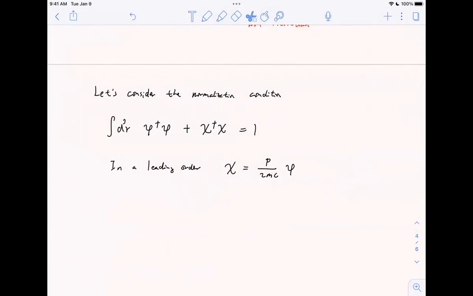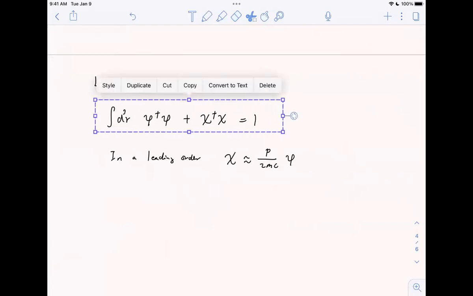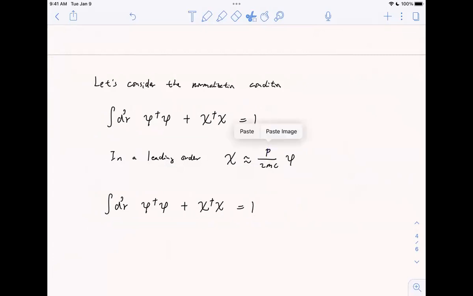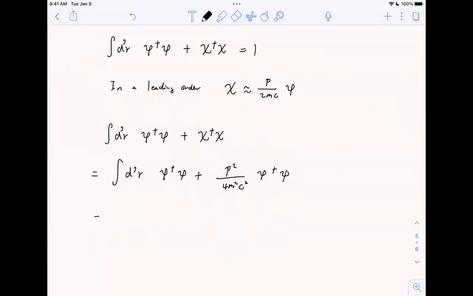So you don't need to worry about the sigma there, because that will not change this product, approximately. So the normalization condition will become, by the way, this p is still an operator. It's still an operator. So this will be p square, then you have 4m square c square. They just sum them together.